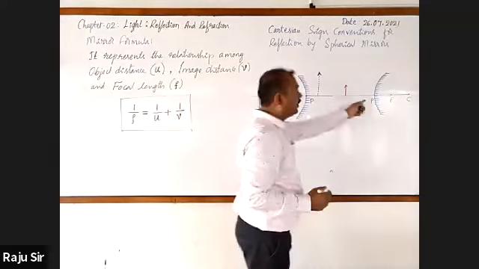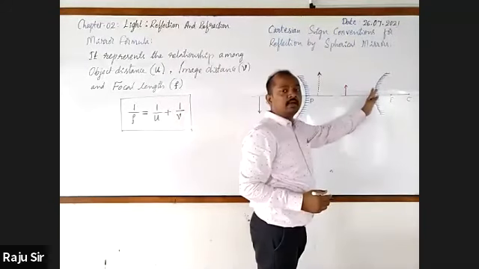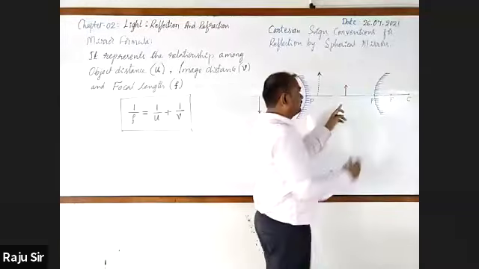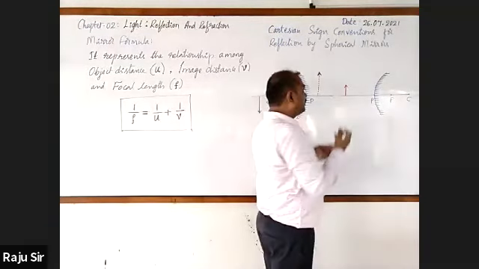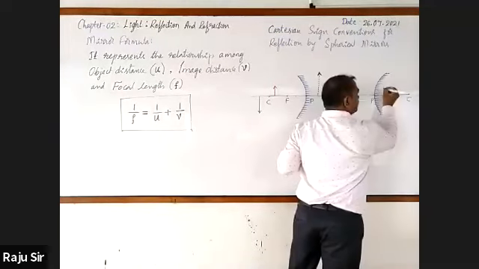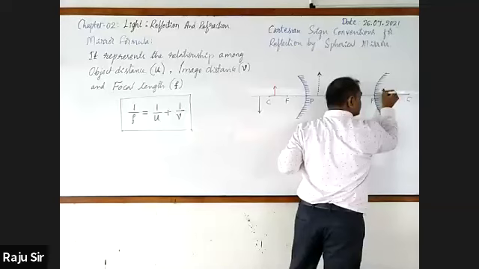And what about in case of convex, where the image is formed? Behind the mirror, always between P and F, and it is always diminished. Please do remember.